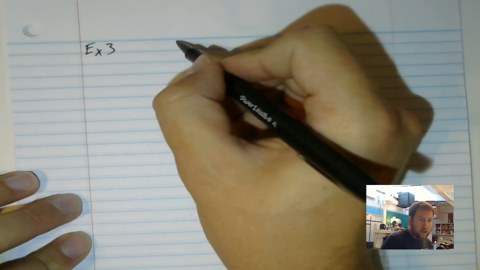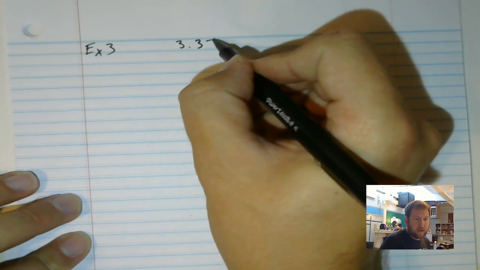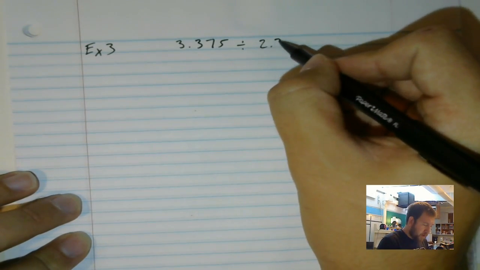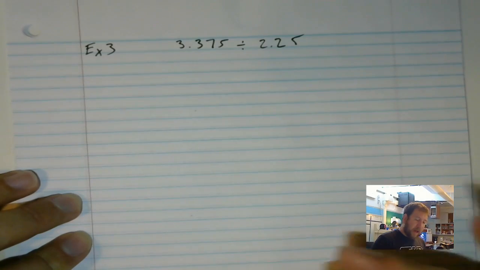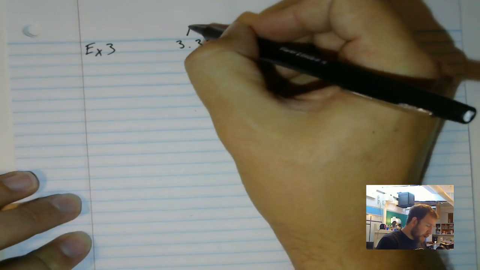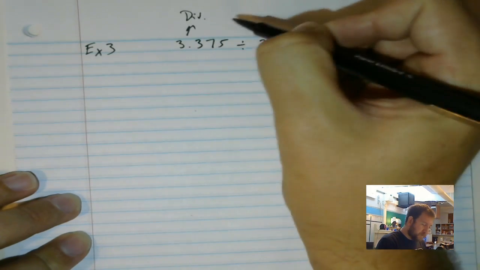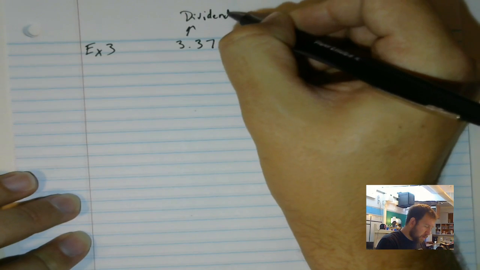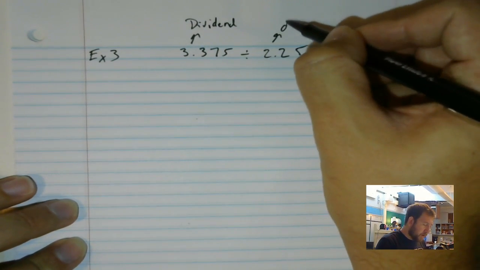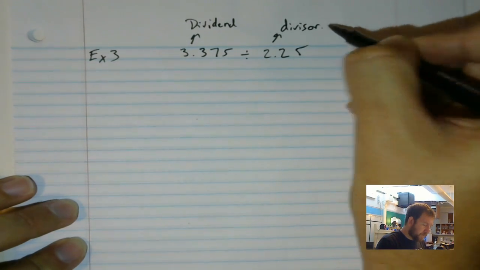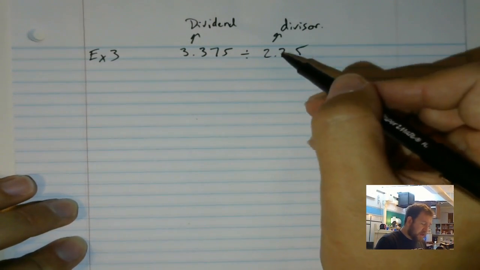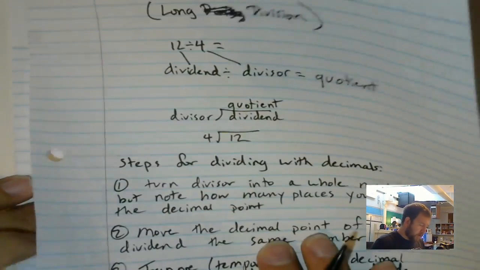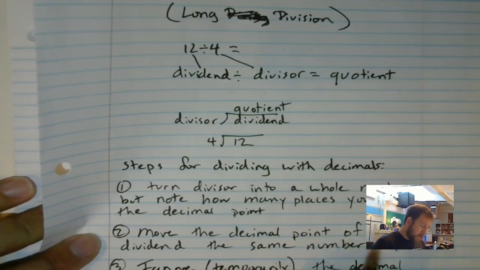We have 3.375 divided by 2.25. Okay, so again, I've got my dividend, and I've got my divisor. Alright, so I need to turn my divisor into a whole number, right? Because that was my first rule here. Turn divisor into a whole number, but note how many places.